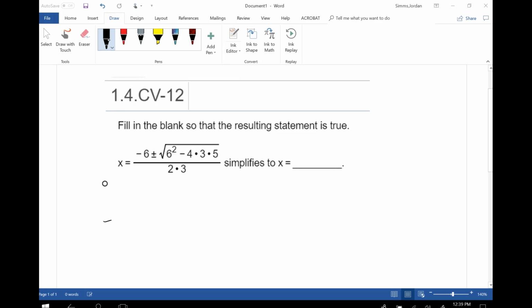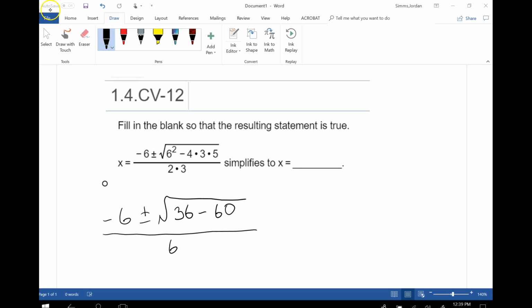So we're going to have -6 plus or minus the square root of, now 6 squared is 36, minus 4 times 3 is 12, 12 times 5 is 60, right there. And that's going to be over 6, because 2 times 3 is 6. Let's take that a step further now.